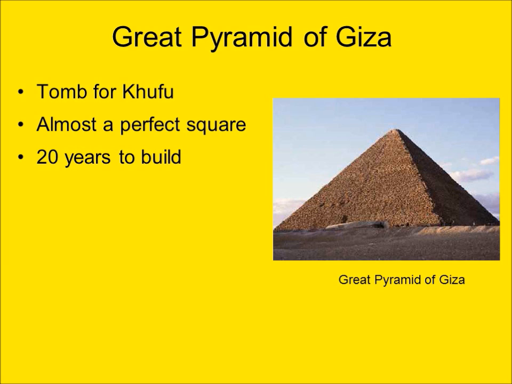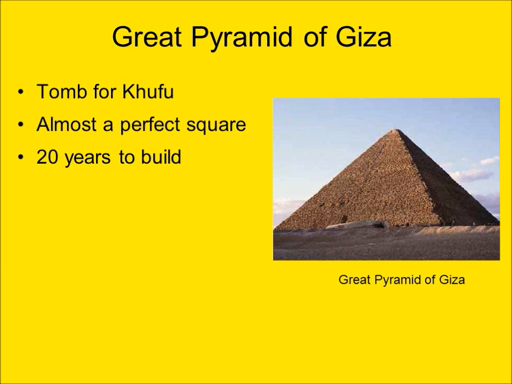One of the most famous of the Egyptian pyramids is the Great Pyramid of Giza that you see pictured here. Was built as a funerary monument for the pharaoh Khufu. The orientation of this pyramid is almost exactly north, south, east, and west. So the Egyptians were very cognizant of compass directions at this time.